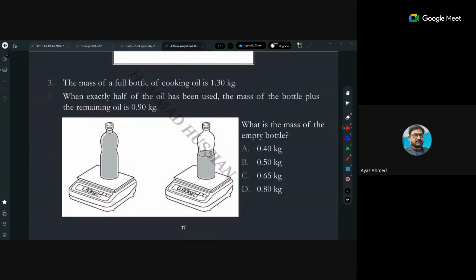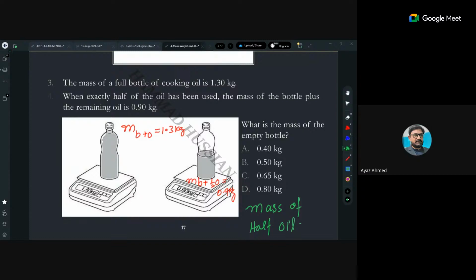Information is that this is mass of bottle plus oil, that is 1.3 kg. This is mass of bottle plus half oil, that is 0.9 kg. Is it clear? So what does it mean? That half of the oil has been consumed and mass is reduced by 0.4 kg. So what was the mass of half oil? Mass of half oil कितनी थी?